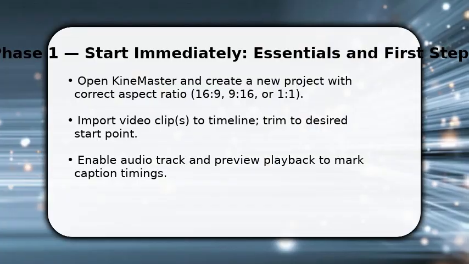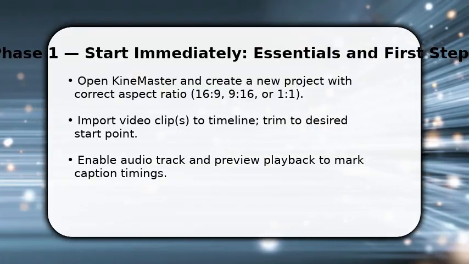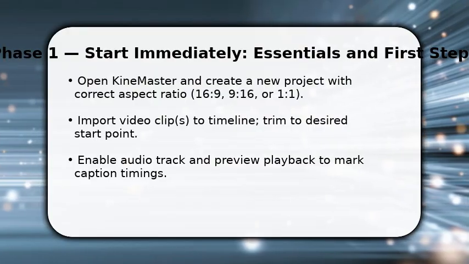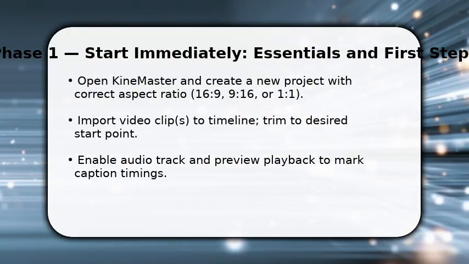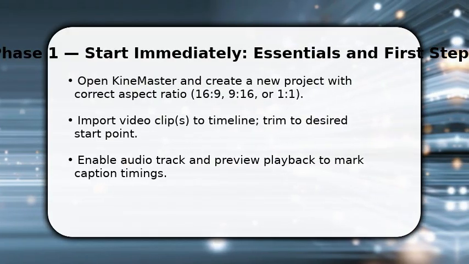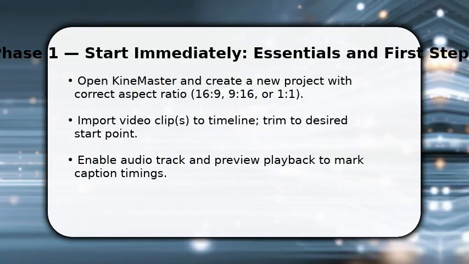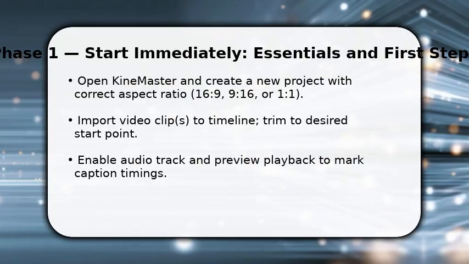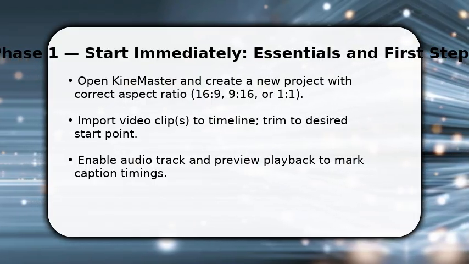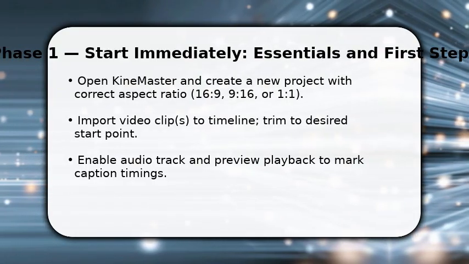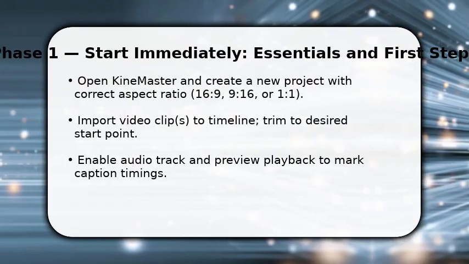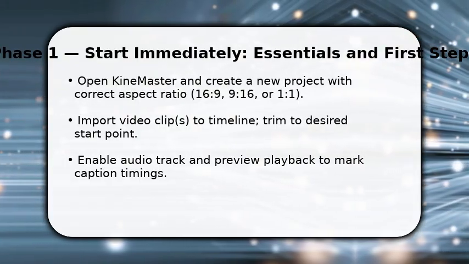You begin by opening Kinemaster and creating a new project with the aspect ratio you need. This ensures captions match the frame. Import your clips and trim to the exact start point because precise timing is critical. Once imported, play the clip and tap to add timeline markers where captions should appear. This step saves time later.